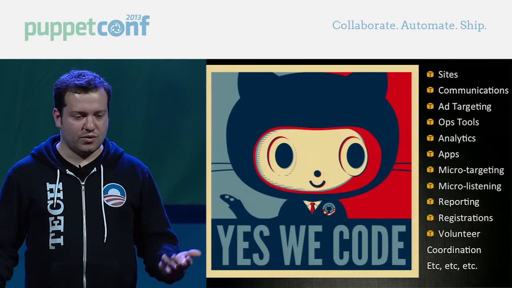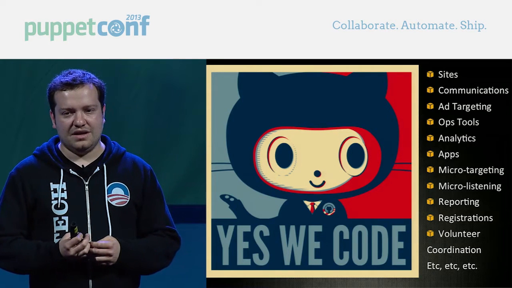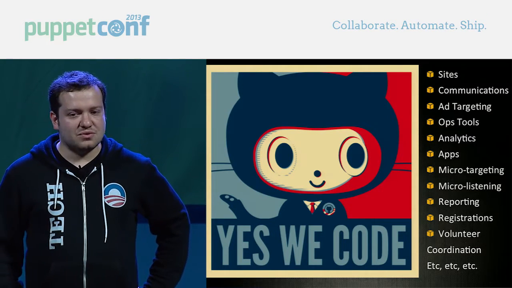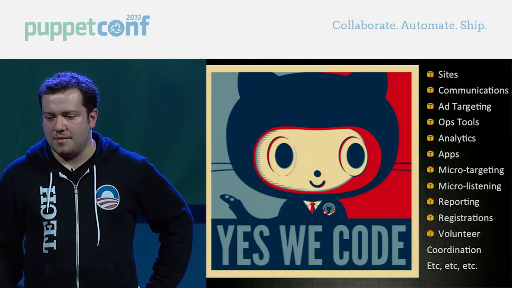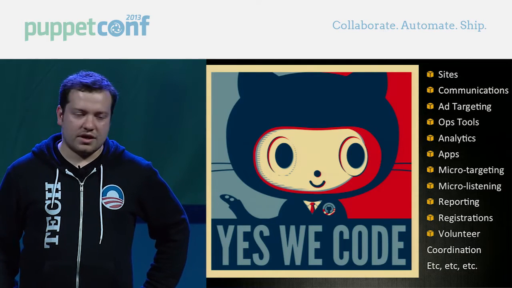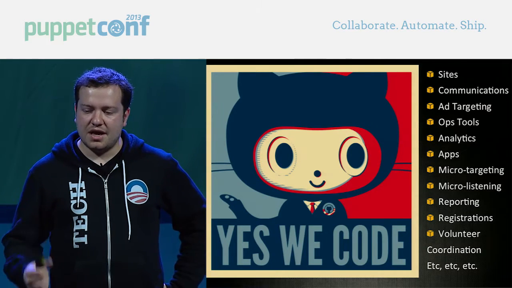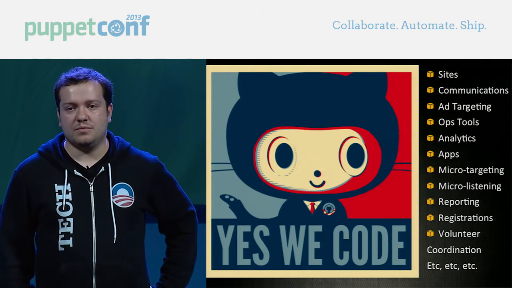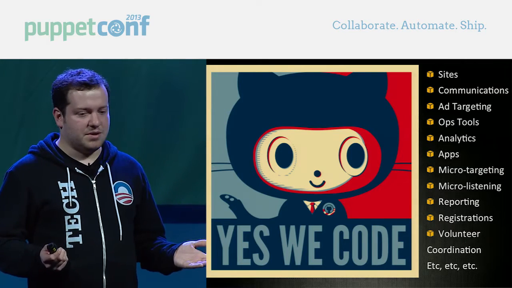So what did we build with this? We had all kinds of stuff that was running on Puppet. We had different websites. We had communications tools. We had ops tools. Like I said, there were analytics databases. All kinds of stuff. Reporting. We had tools that monitored our volunteers and how they were engaged. We had voter registration sites that allowed anyone to register to vote. And it was all controlled by Puppet.